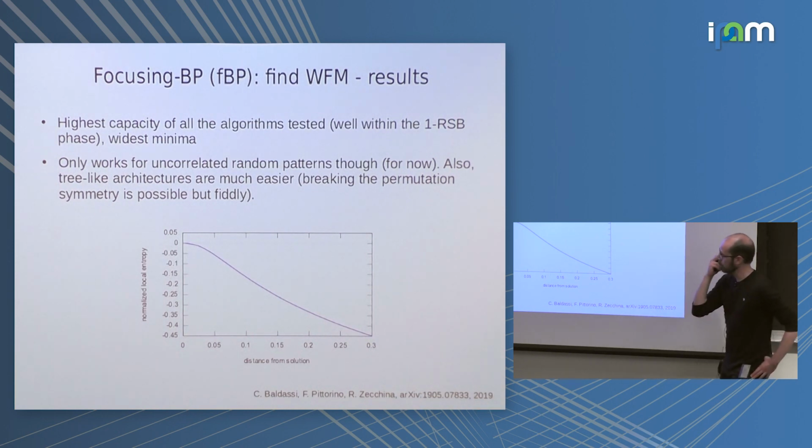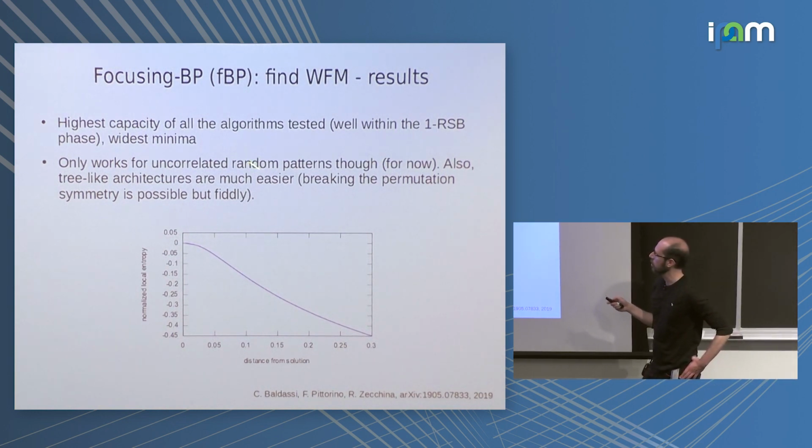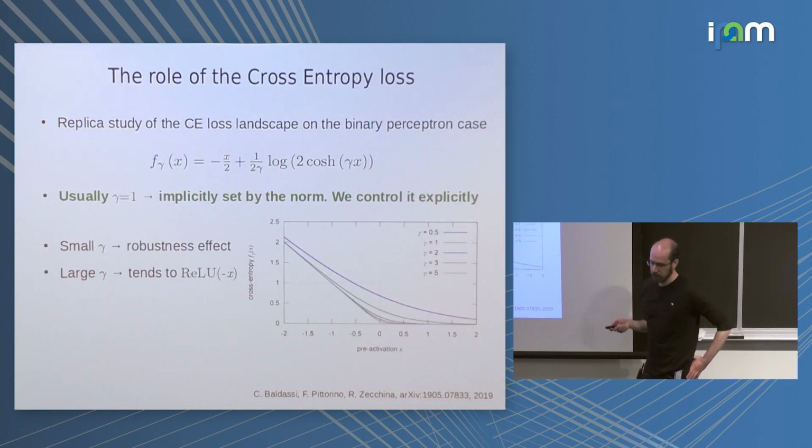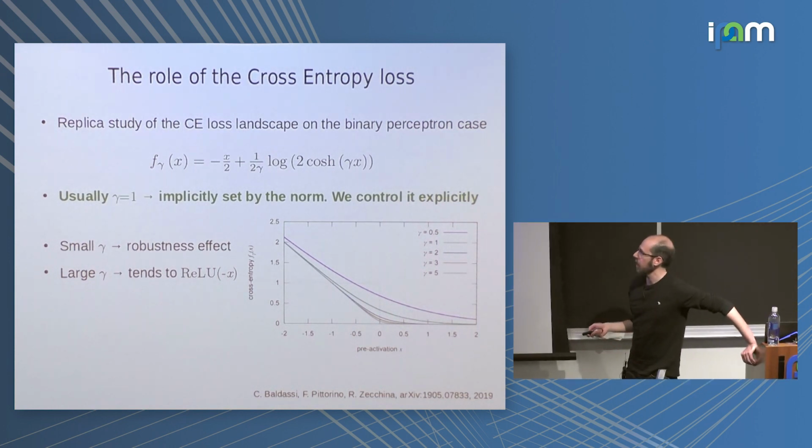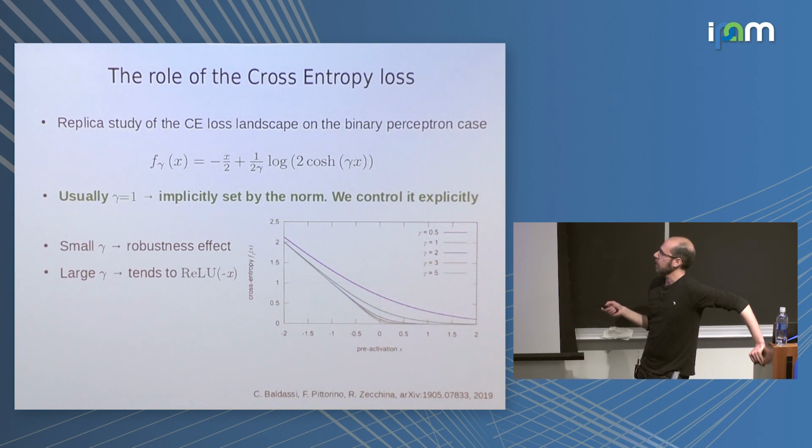So the problem with this algorithm is that so far it only works with uncorrelated random patterns. It might be amenable to use, say, at least random patterns with some correlation structure, but we didn't do that so far. And also, it works very well with tree-like architectures, but with fully connected architectures it is a little bit more tricky. Still possible, but more problematic, let's say. So this algorithm works great, but has these limitations so far. So one can consider alternative algorithms. And in particular, one can consider, say, the usual algorithms that have been used in machine learning.